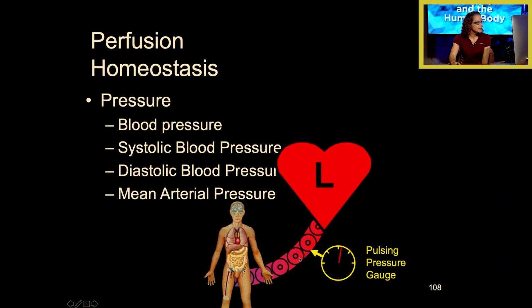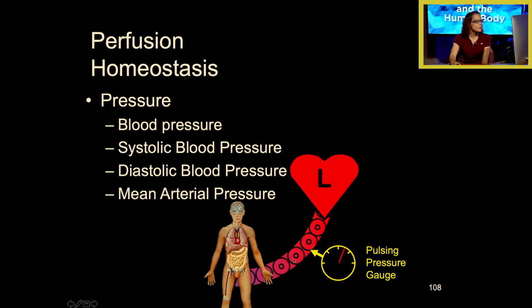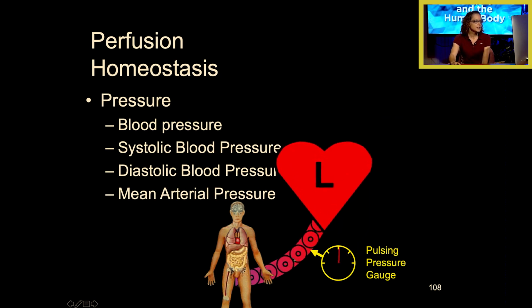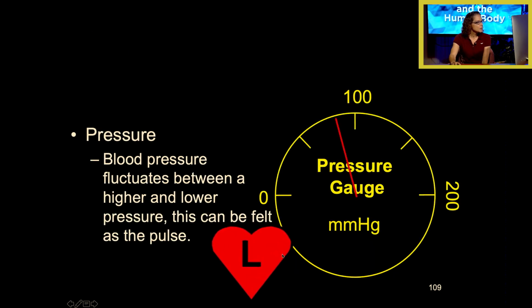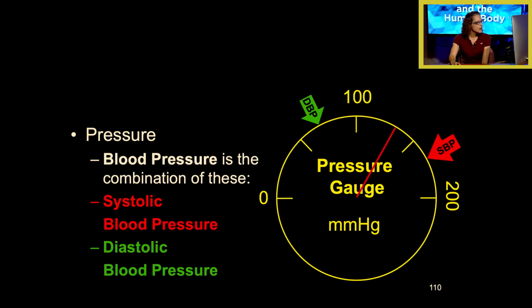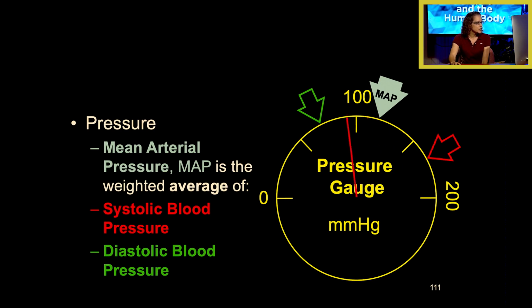So in perfusion homeostasis, when we talk about pressure, we're talking about blood pressure, the systolic blood pressure, the diastolic blood pressure, and the mean arterial pressure. Blood pressure fluctuates between a higher and lower pressure, and this can be felt as the pulse. Blood pressure is really the combination of the systolic and diastolic blood pressure. The mean arterial pressure is the weighted average of the systolic and diastolic blood pressure, and it gives us an indication of how well the organs are being perfused in our body.